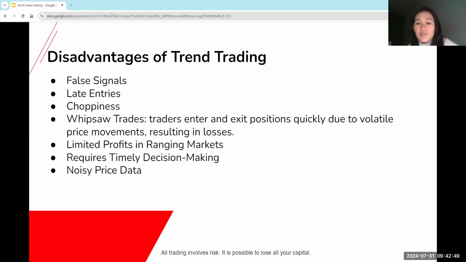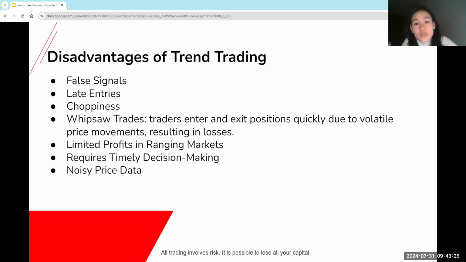Okay, late entries. So trend following strategies may result in entering trades after a trend has already been established. So you might miss out on the initial price movement and potential profits. Choppiness. So we did mention trend trading works best in trending markets. But in volatile and choppy markets, trends are kind of short-lived and erratic, so it can lead to frequent changes in direction and difficulty in capitalizing on sustained trends.